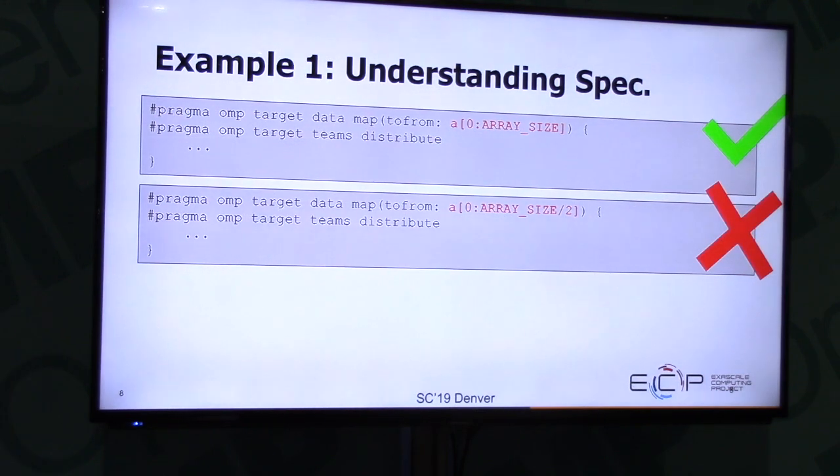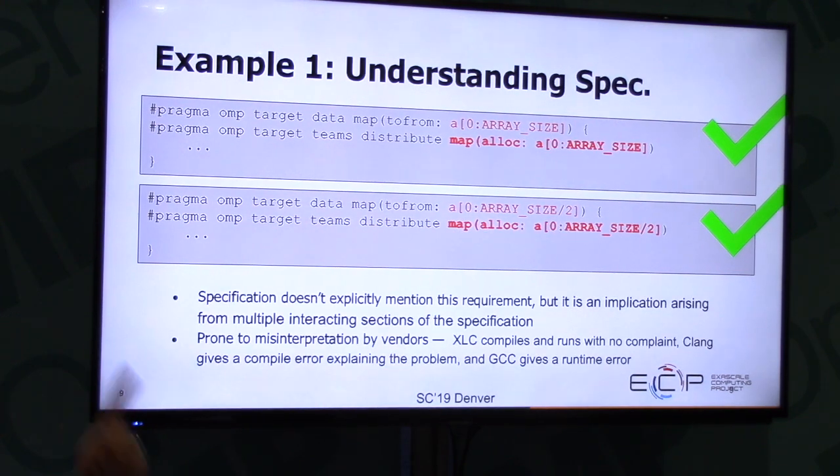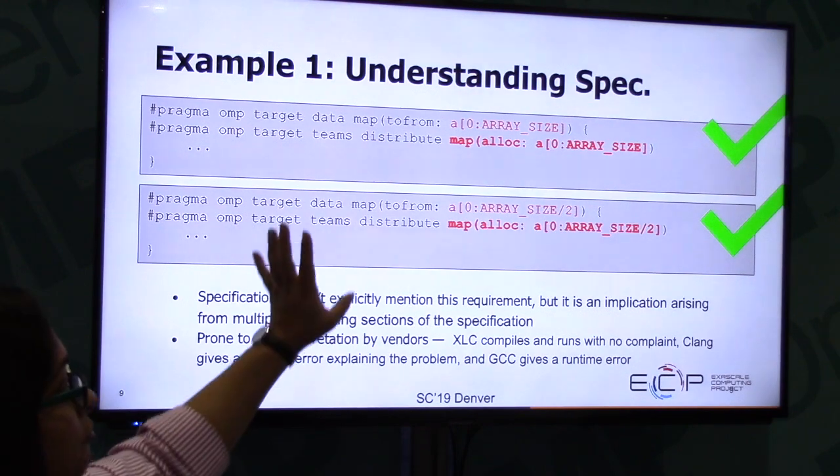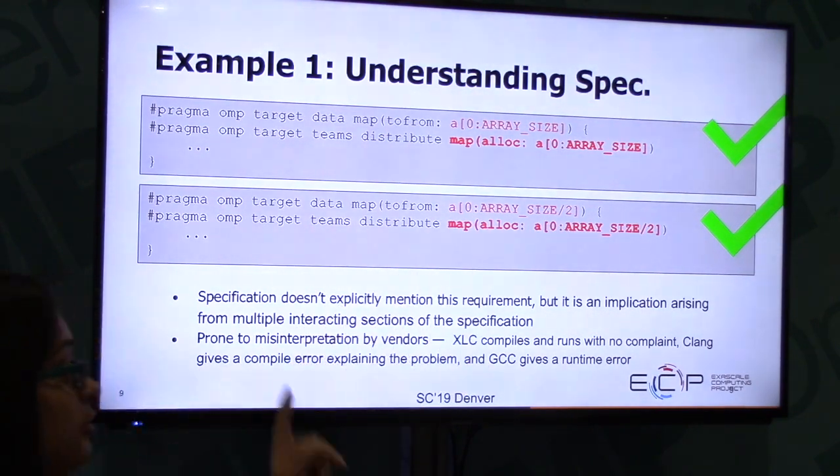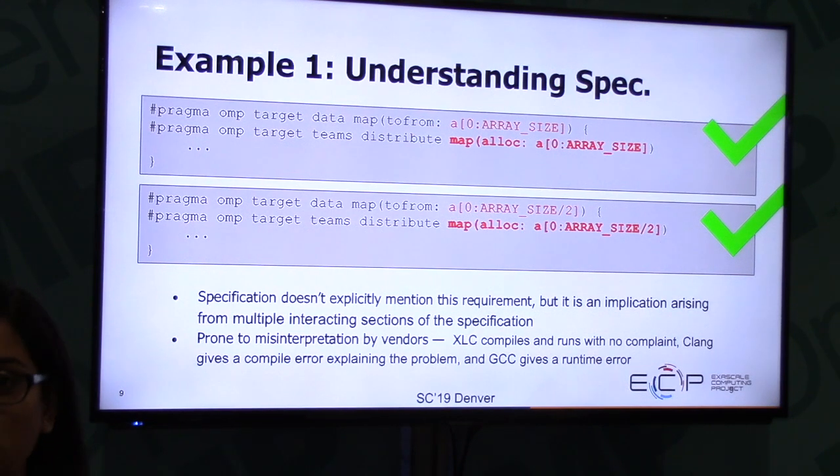I don't know if that is clear, but these are a few things that we found out while writing the test, and it was not really explicit in the specification. So this works: when you allocate the entire array size and you try to use half of it through a map alloc, that works. These are typical quirks of OpenMP target offload that we are trying to capture, and we are trying to test this in implementations.